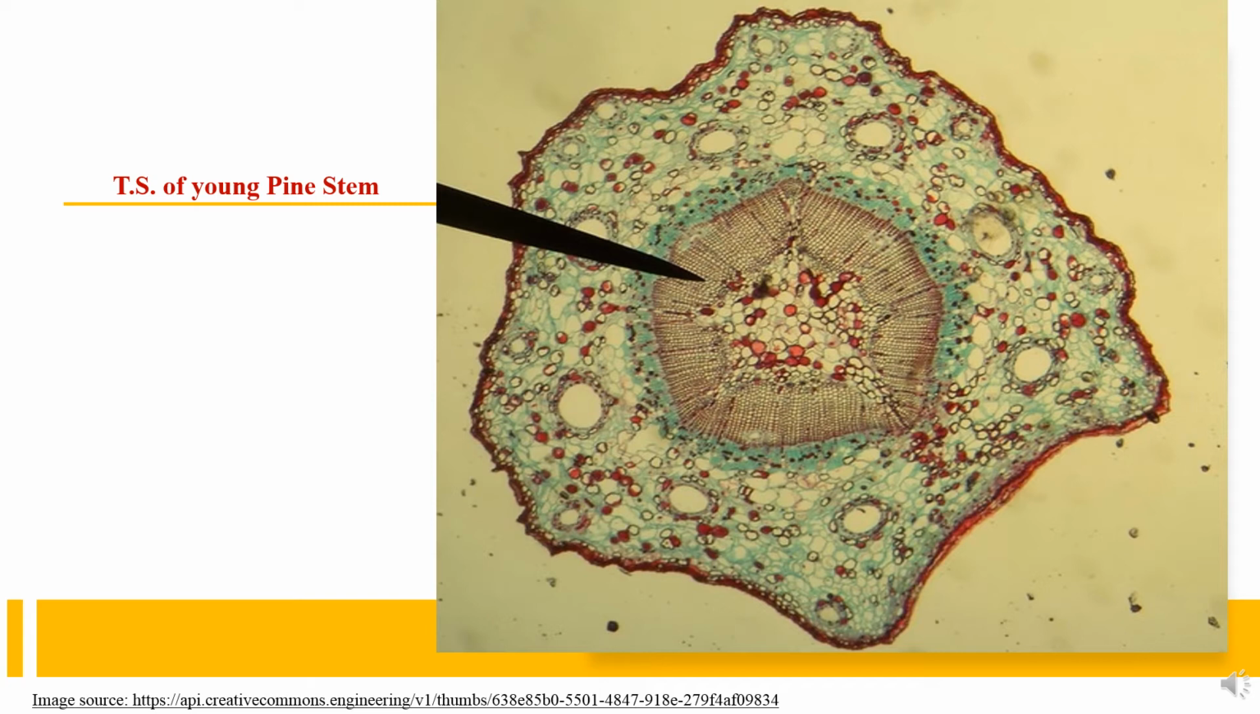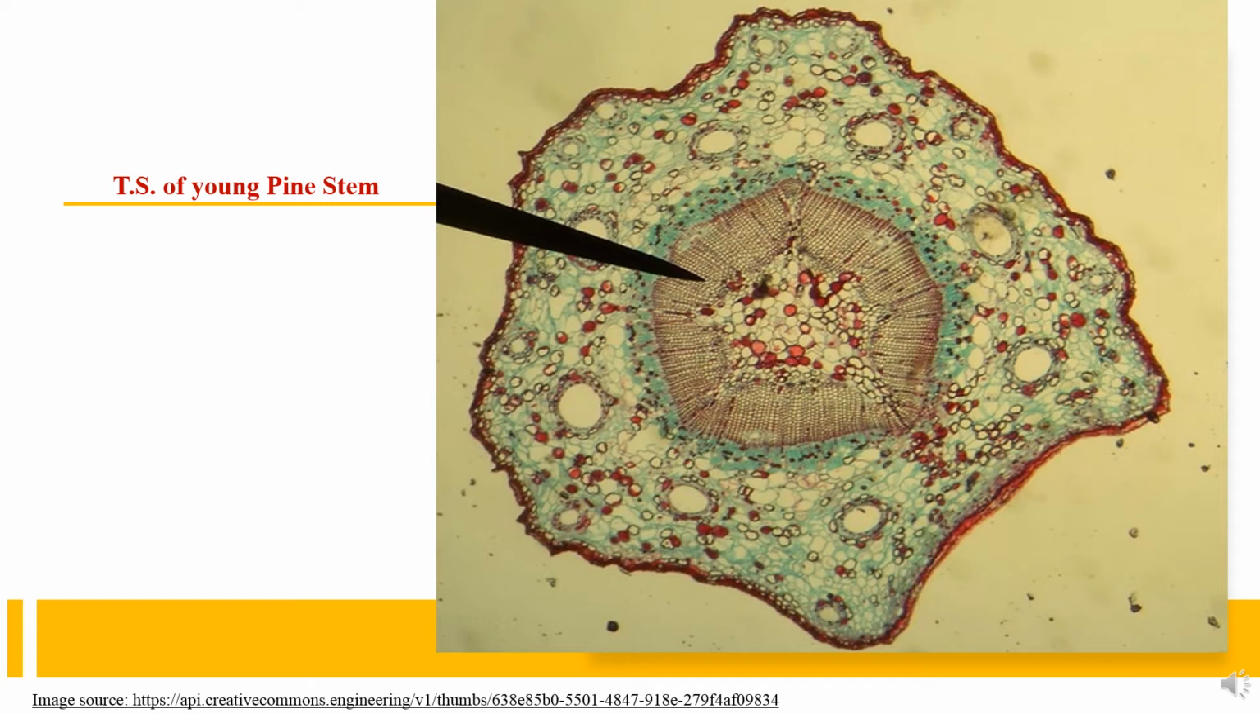Now, here is a microscopic picture of transverse section of a young pinus stem. Here you can see the outline is irregular or wavy. This is because of scale leaves. Where scale leaves are present, the outline is depressed.